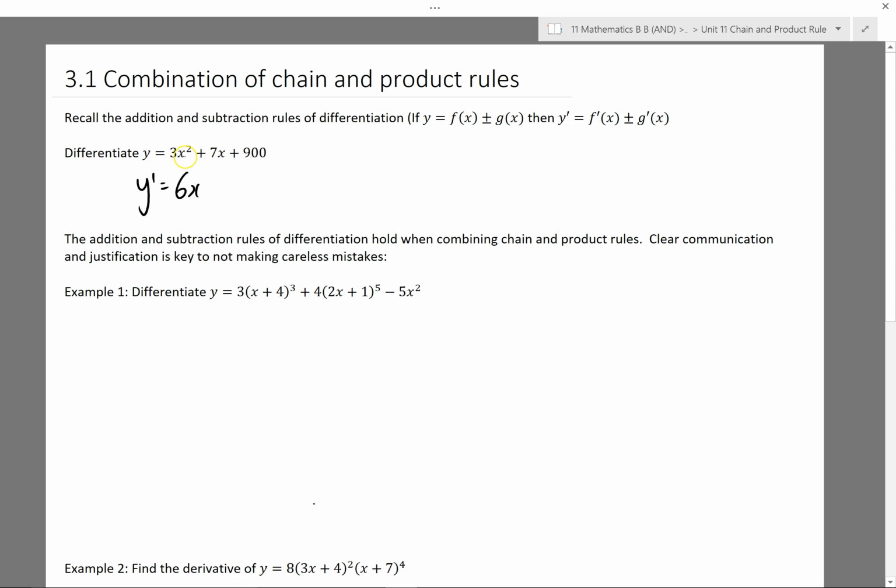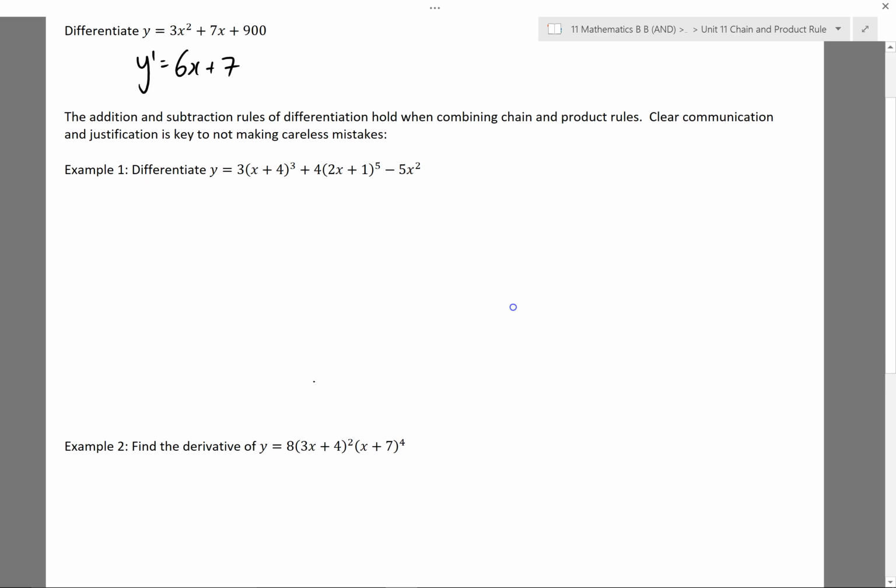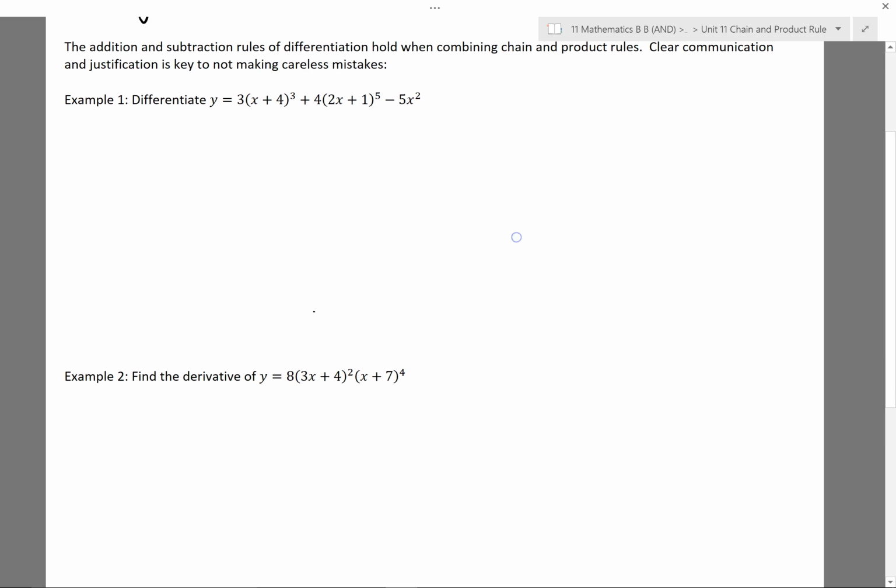So 6x is the derivative of 3x squared, 7 is the derivative of 7x, and the derivative of 900, a constant, is just 0. So in example 1, even though it looks quite complex, we just hold to those same rules and combine our chain and product rules. In the first example, to differentiate this, I see this as 1, 2, 3 separate functions, and I'll add or subtract their derivatives as we go on.